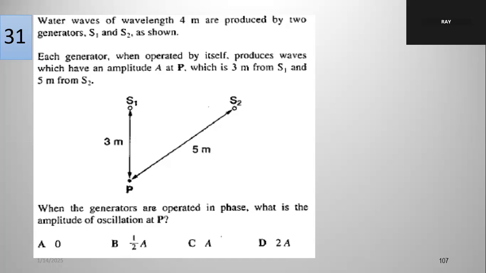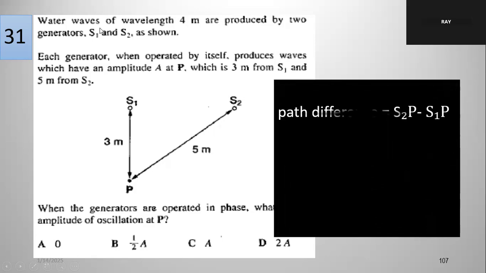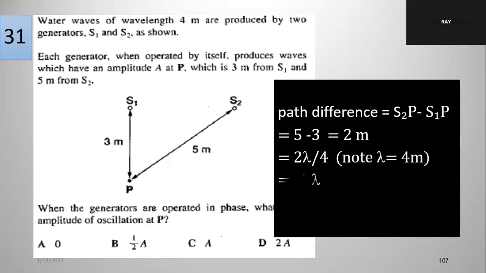Calculate the path difference. The path difference is 2 meters, correct? S2P minus S1P. So, what's the answer? 2 meters is half a wavelength, since the wavelength is 4 meters. So destructive interference. The answer is A.